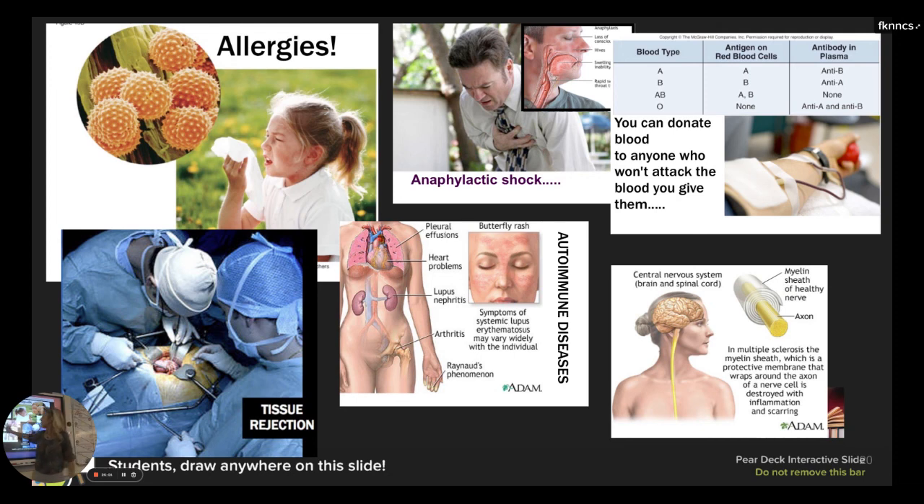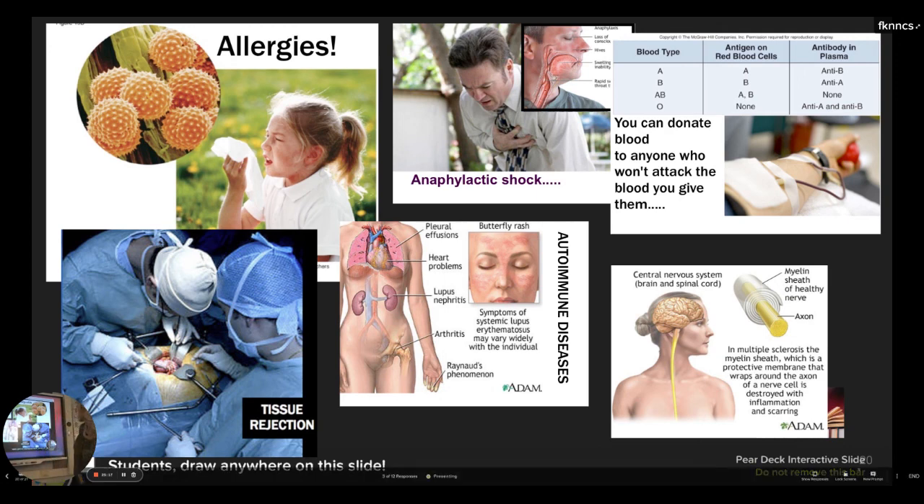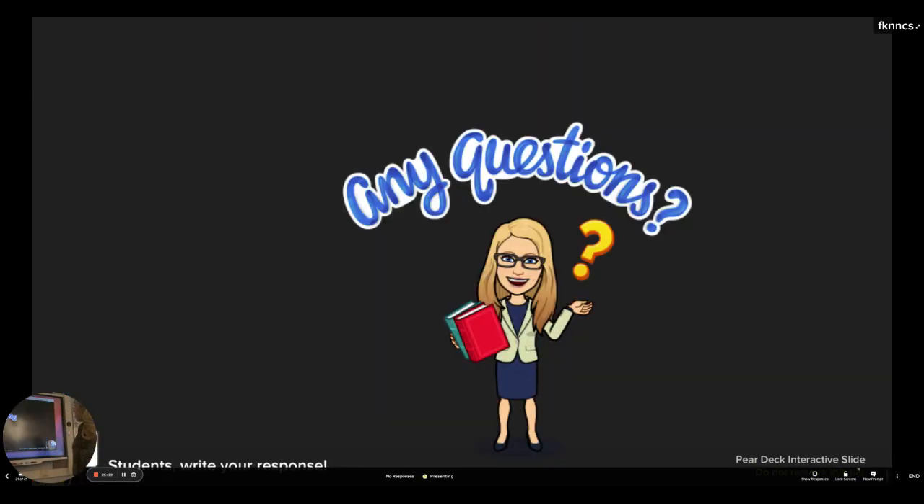And then we talked about when our body forgets ourselves. That's a bummer. That's an autoimmune disease. And the two I asked you to know were lupus, where you attack your own body tissues, and then MS, multiple sclerosis, where you attack your own nerves, and then your nerves don't work to stimulate your muscles. And we already talked about tissue rejection. And that is the end.